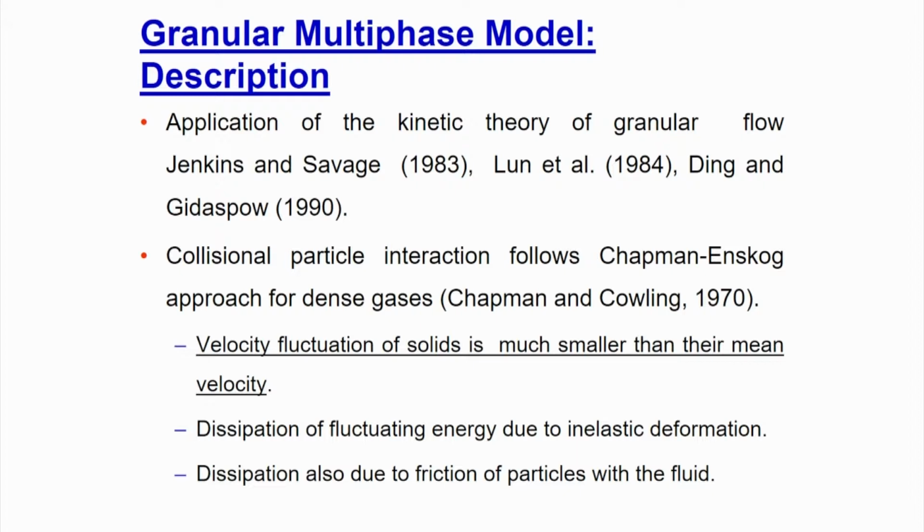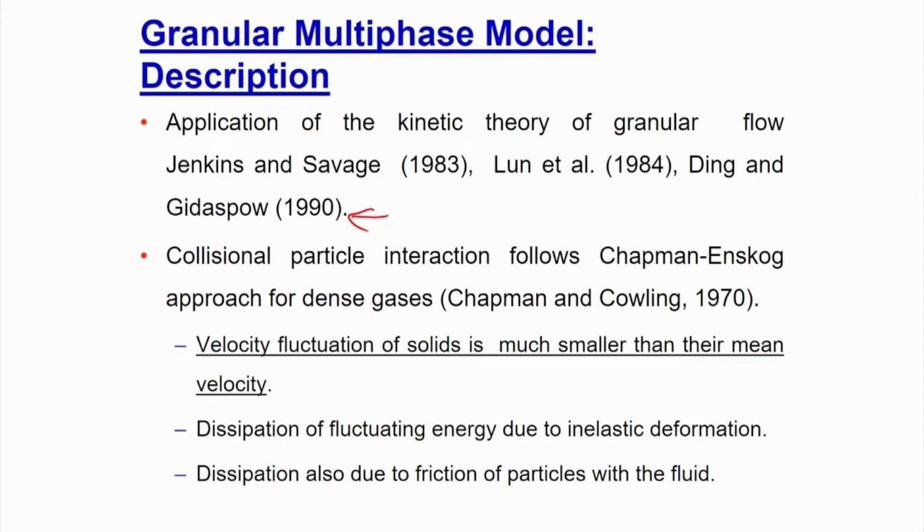So, the application of kinetic theory for granular flow was developed initially by Jenkins and Savage in 1983. Then Lun et al. further modified it in 1984, and Ding and Gidaspow did the same in 1990. So, this is the chronological development. What is it based on? This is based on the collisional particle interactions. So, what we are doing is seeing how the particles will collide, and because of that collision, how the mean motion will be correlated to the fluctuating motion of the particle. That is the whole idea in the kinetic theory of granular flow.